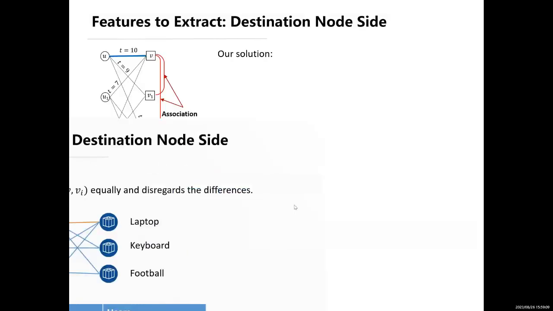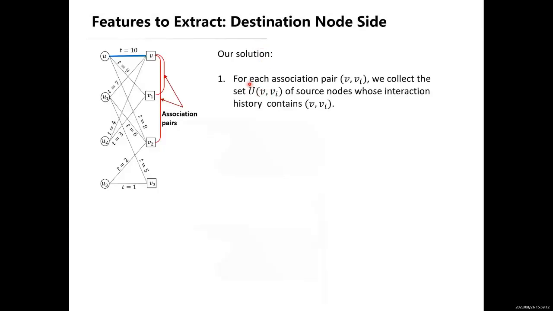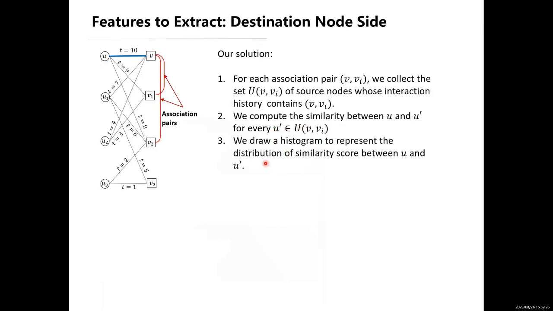So to tackle this issue in our solution, for each association pair, we collect the set of source nodes whose interaction history contains this pair. Then we compute the similarity between U and U prime for every U prime in the set. And we draw a histogram to represent the distribution of similarity scores. The histogram corresponds to the feature vector for the pair.